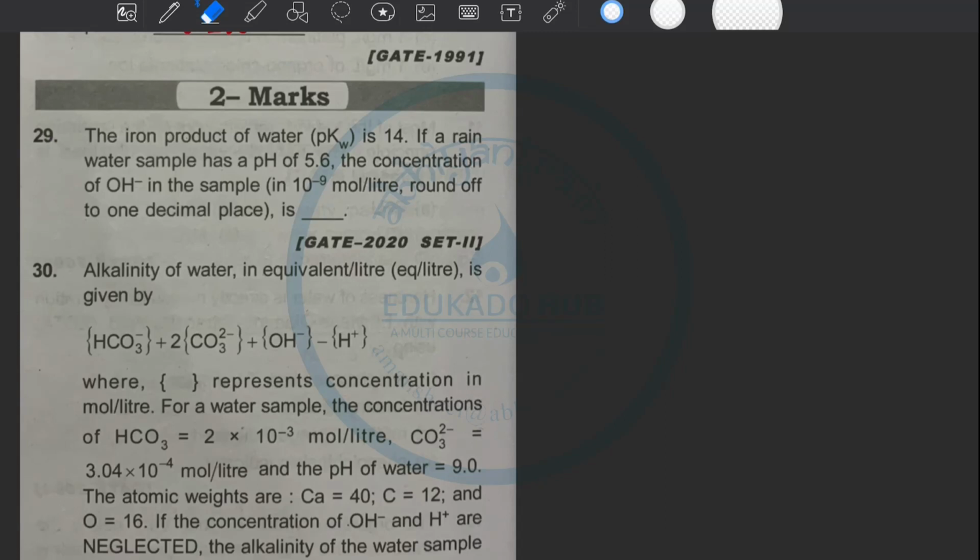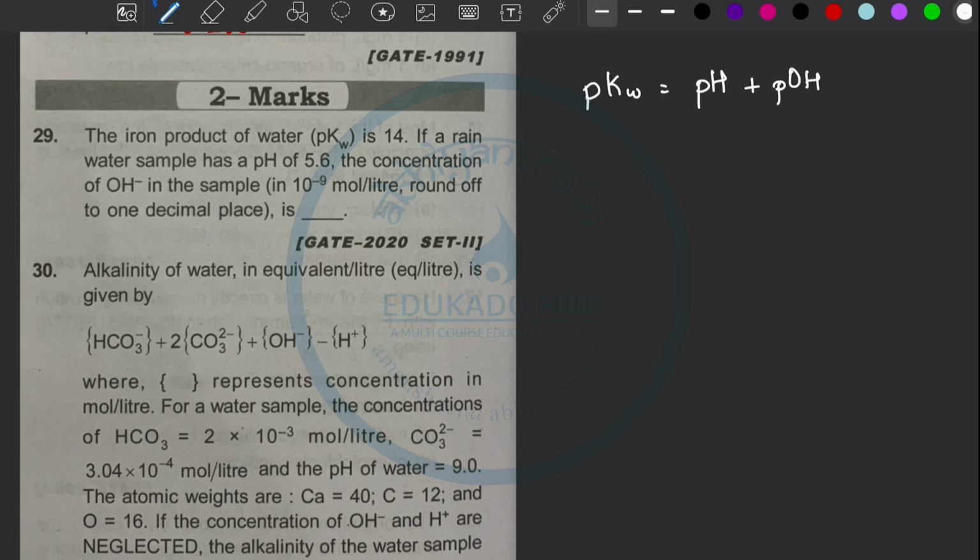Now let us move on to 2 mark questions which came in a previous year GATE civil engineering examination. The question is: the ionic product of water, pKw, is 14. The ionic product is the addition of hydrogen and hydroxyl ion exponents, that is pKw equals pH plus pOH. They have given that it is 14.